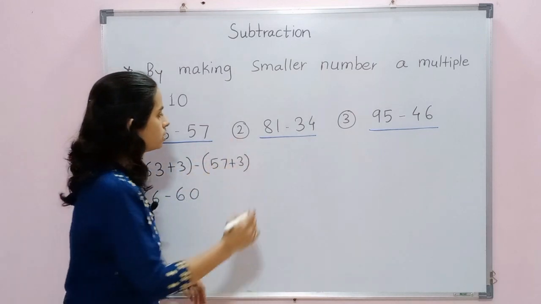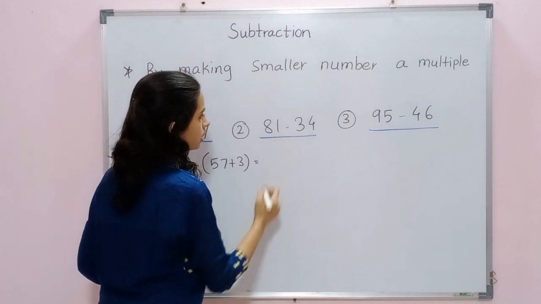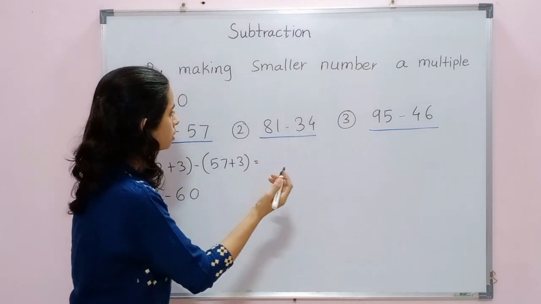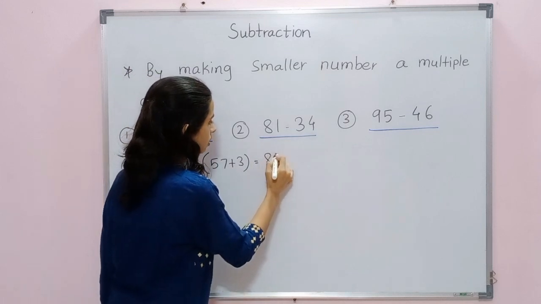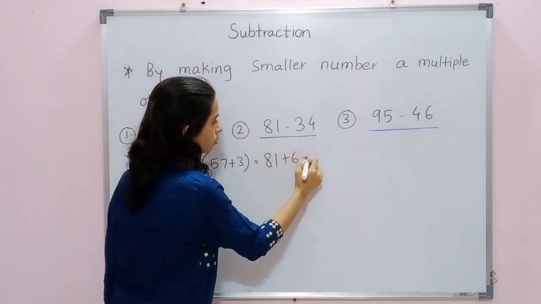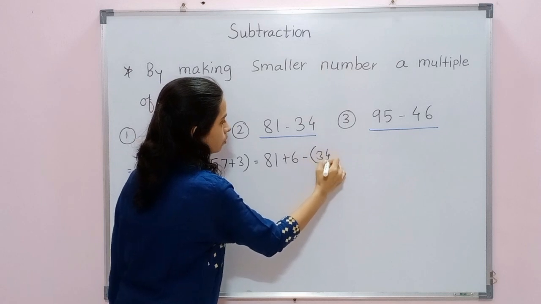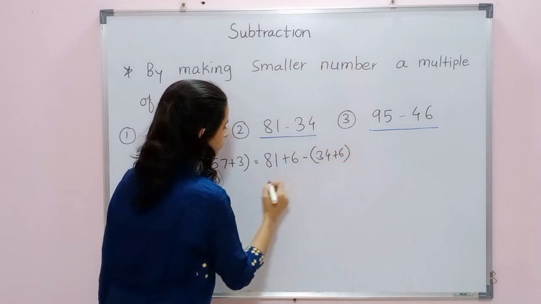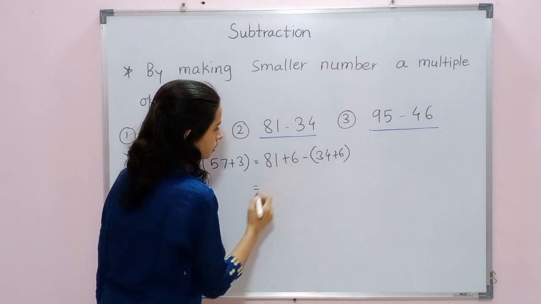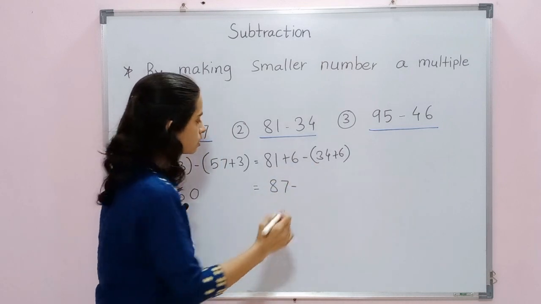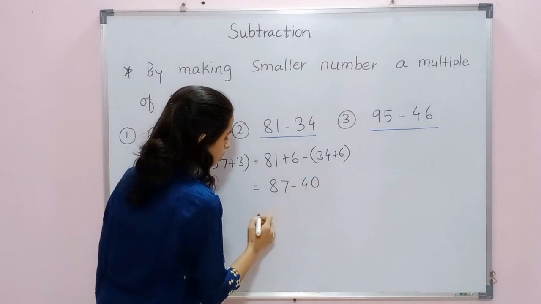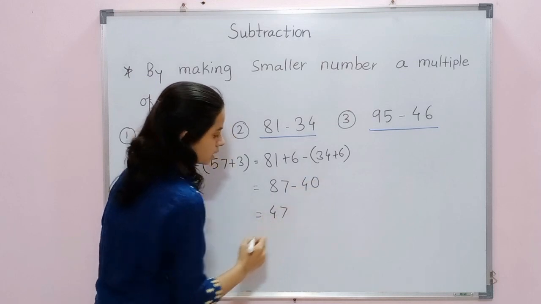Then we will solve this example. 81 minus 34. Here we will add 6 in both the numbers. 81 plus 6 minus 34 plus 6. 81 plus 6, 87, minus 34 plus 6, 40. So our answer will be 47.